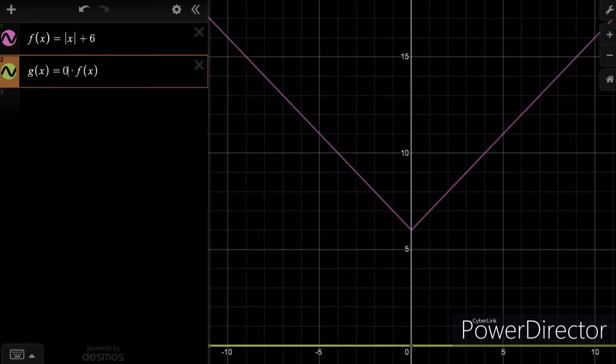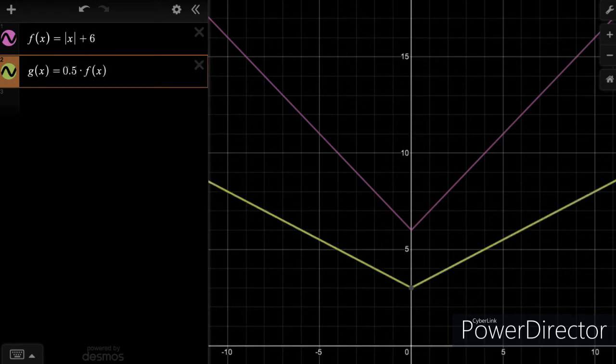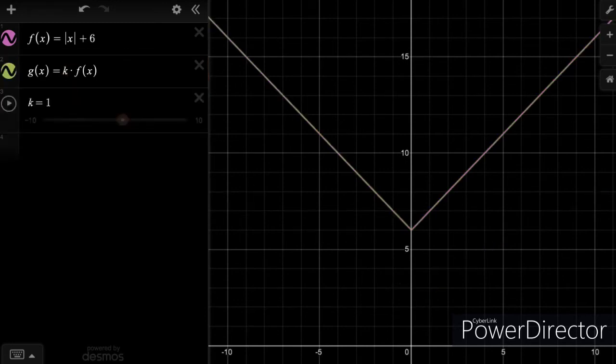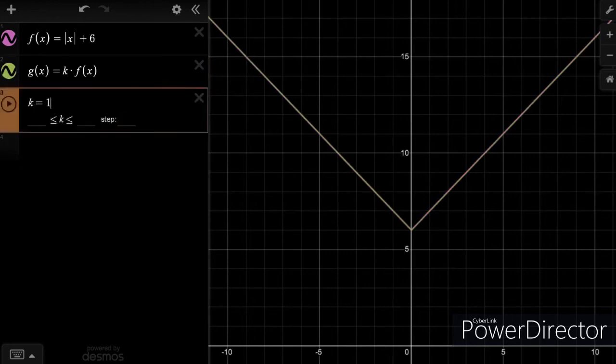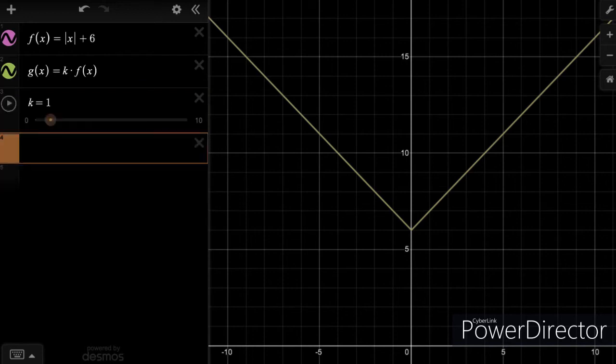If we go to 0.5, not only did it decrease the slope by a factor of 1/2, or I guess you could say multiply the slope by 1/2, but it also made our y-intercept be half of what it was before. And we can see this more generally if we just put a general constant here, and we can add a slider. And actually, let me make the constant go from 0 to 10 with a step of, I don't know, 0.05. That's just how much it increases every time you change the slider.